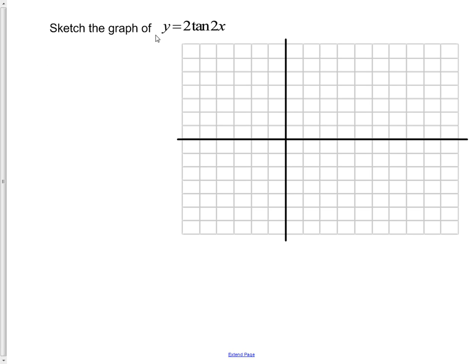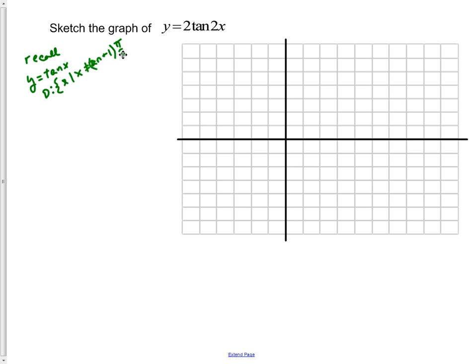Now, I would say this. If we're looking at our domain right here, our domain is going to be defined based on the basic function, right? Recall that if y is simply equal to tangent of x, the domain was the set of all real numbers such that x does not equal 2n plus 1 multiples of pi over 2, right? Odd multiples of pi over 2.